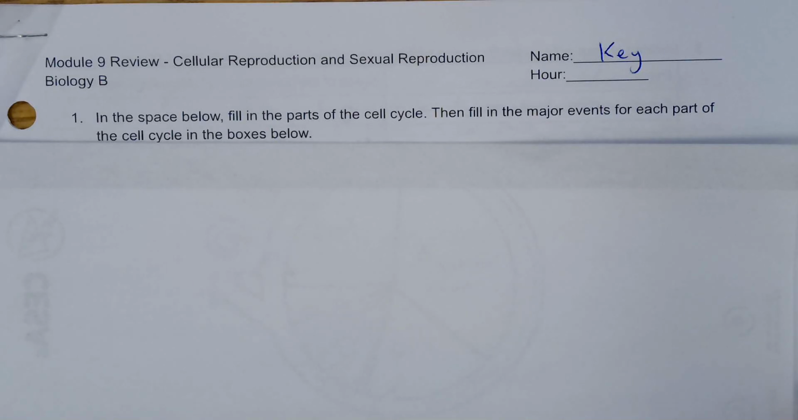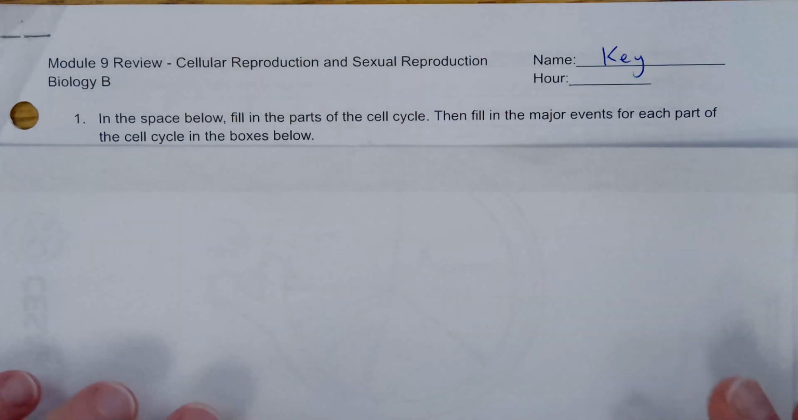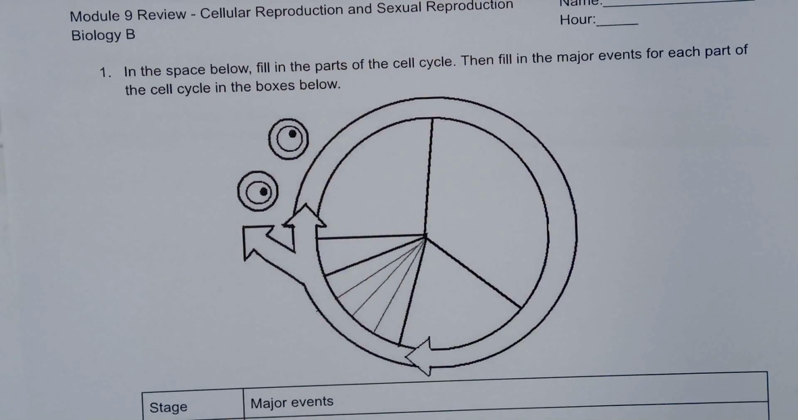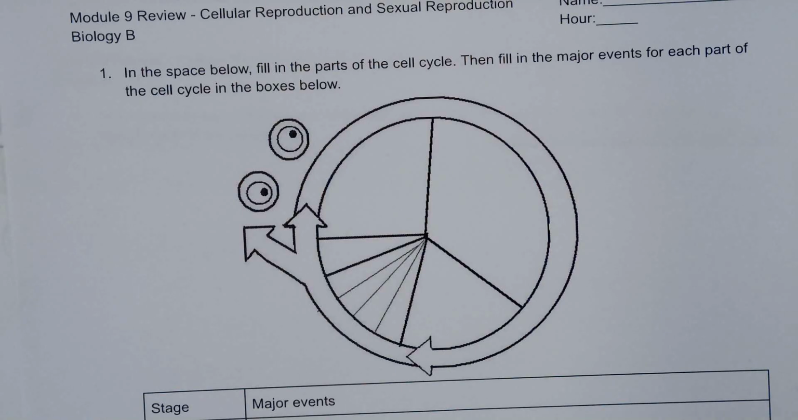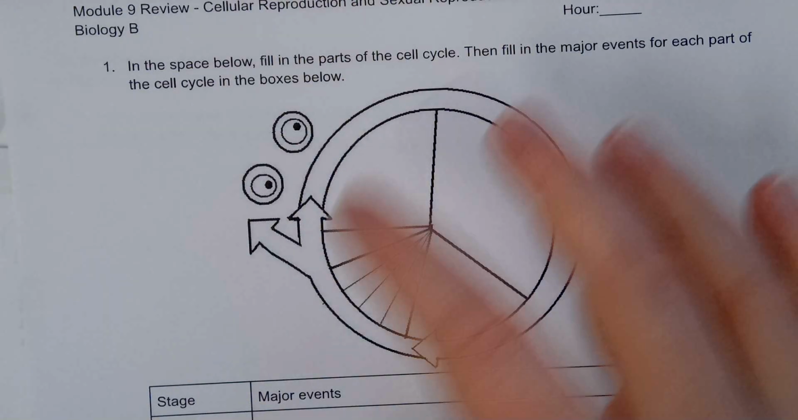So, the first question on our review says, in the space below, fill in the parts of the cell cycle, then fill in the major events for each part of the cell cycle in the boxes below. And so, our cell cycle looks a little something like this. Okay, this is more complicated than the one on the notes. All it is, it's a reorganization of the cell cycle and mitosis into one big diagram.